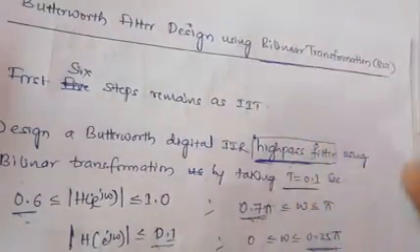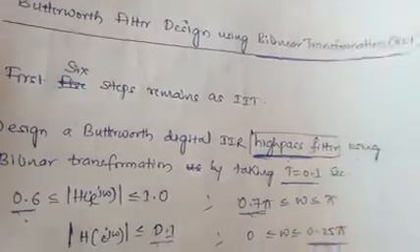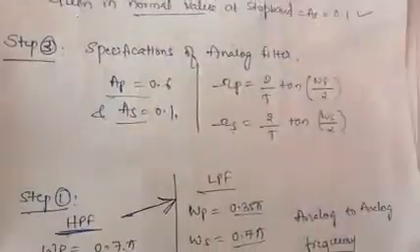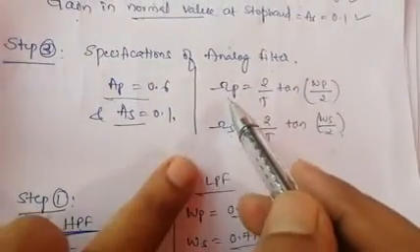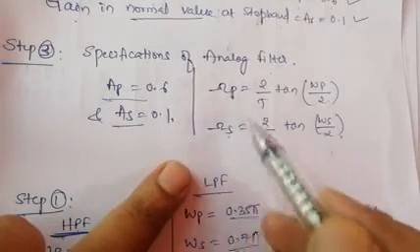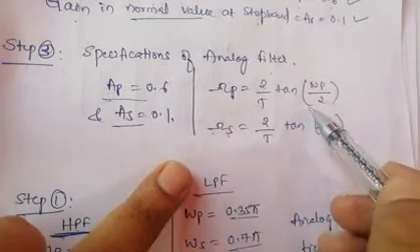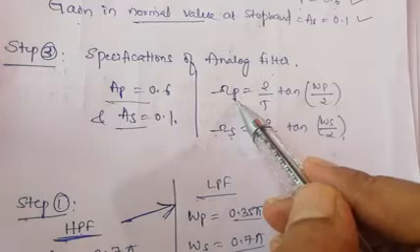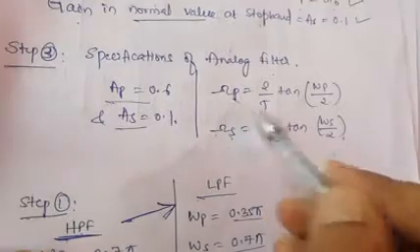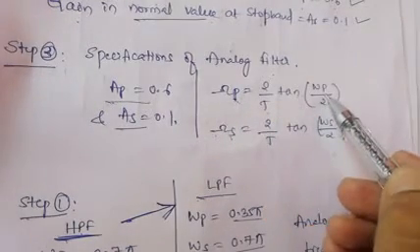Now we are discussing the designing part with the help of the bilinear transformation, BLT method. With the help of that technique, we are transforming the frequency components, pass band edge frequency and stop band edge frequency, by using this formula. Pass band edge frequency is nothing but omega p equal to 2 by T tan of omega p by 2.